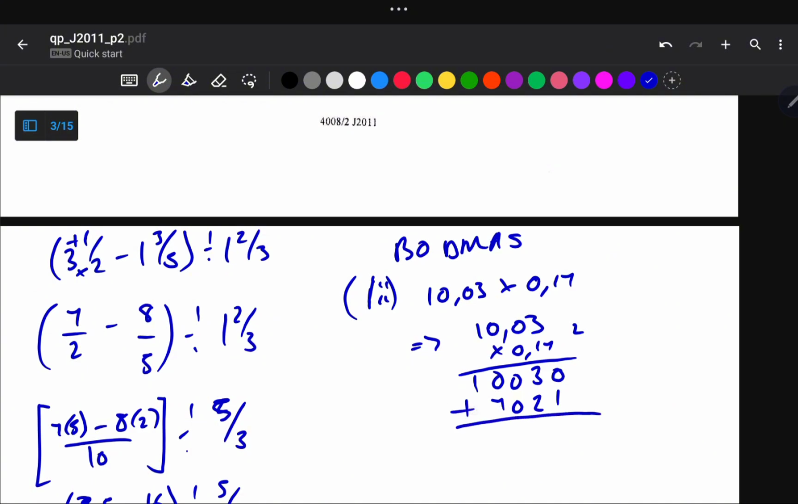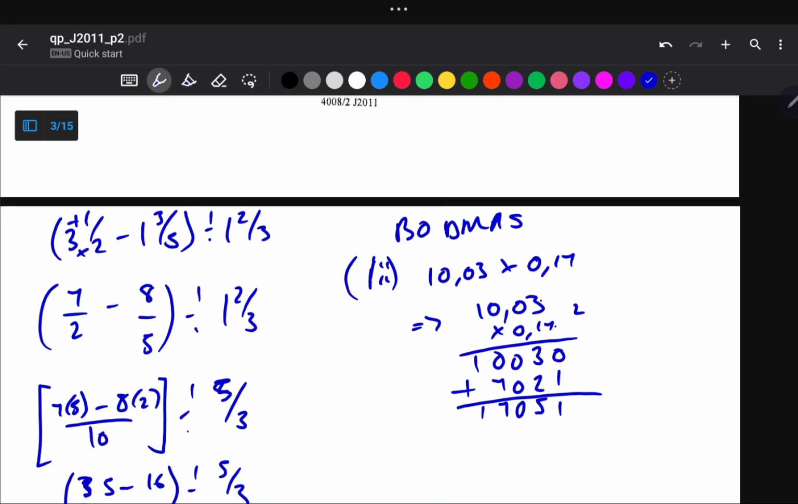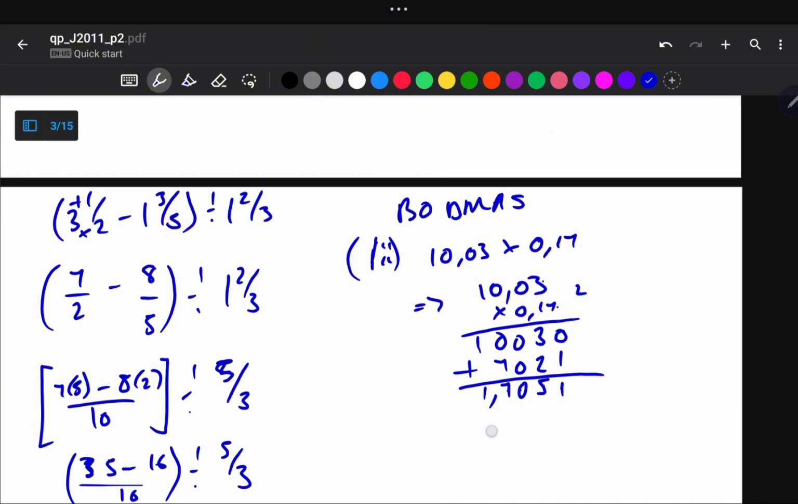So we add here: 2 plus 3 gives us 5, 0 plus 0 gives us 0, 0 plus 7 gives us 7, and 1 plus 0 gives us 1. So our final answer, how many decimal places are we having here? We are having 1, 2, 3, 4. So we put our decimal point here. So our final answer is equal to 1.7051. So this is our final answer.